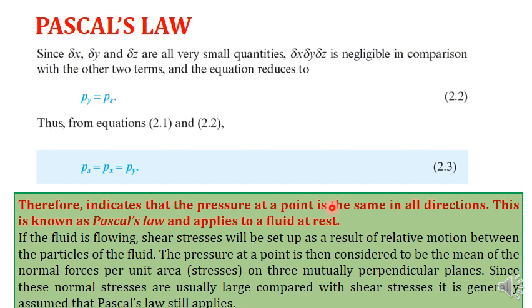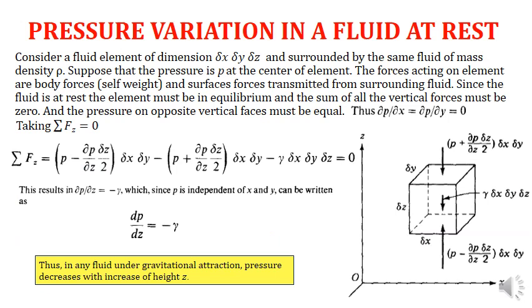So we can now justify the statement of Pascal's law: the pressure at a point in a static fluid is the same in all directions. This is known as Pascal's law and applies to a fluid at rest. If the fluid is flowing, shear stresses will be set up as a result of the relative motion between the particles of the fluid. The pressure at a point is then considered to be the mean of the normal forces per unit area on three mutually perpendicular planes. Since these normal stresses are usually large compared with the shear stresses, it is generally assumed that Pascal's law still applies.